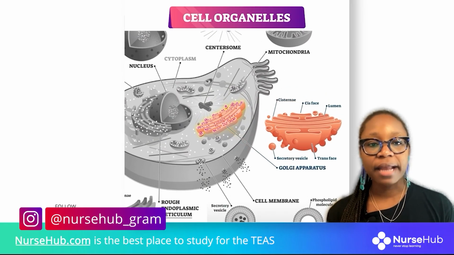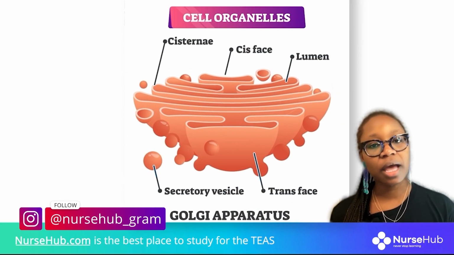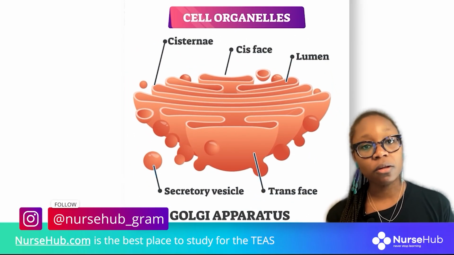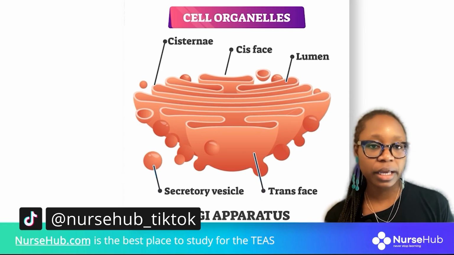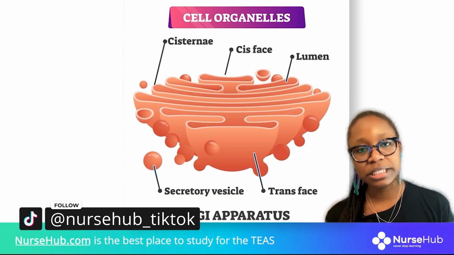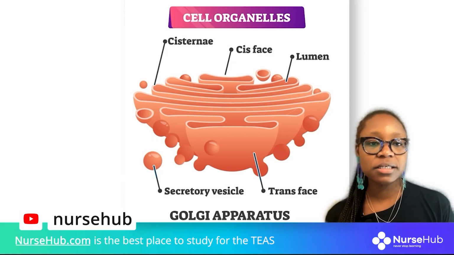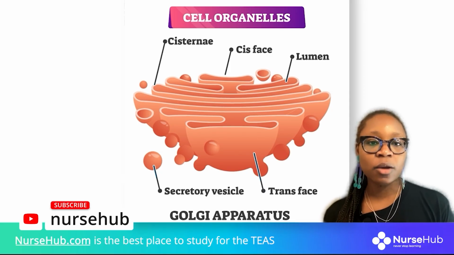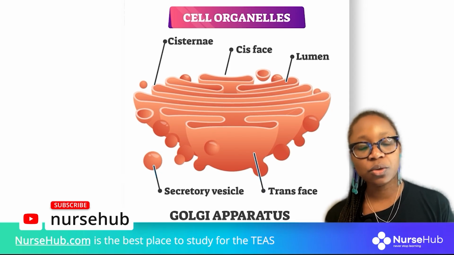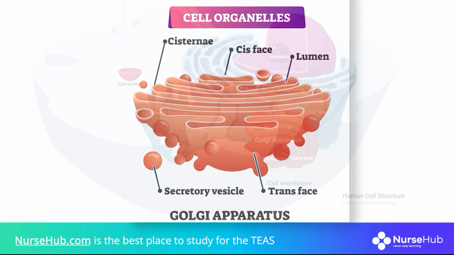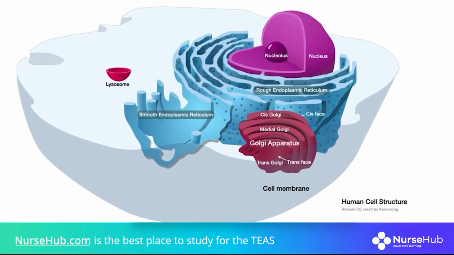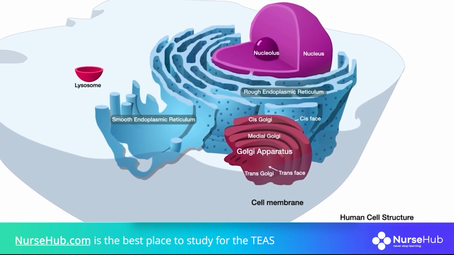The Golgi Apparatus is an organelle found in eukaryotic cells that plays a key role in the modification, sorting, and transport of proteins and lipids. It is composed of a series of flattened, stacked cisternae, which are membrane-bound structures organized into three regions: the cis Golgi, the medial Golgi, and the trans Golgi.